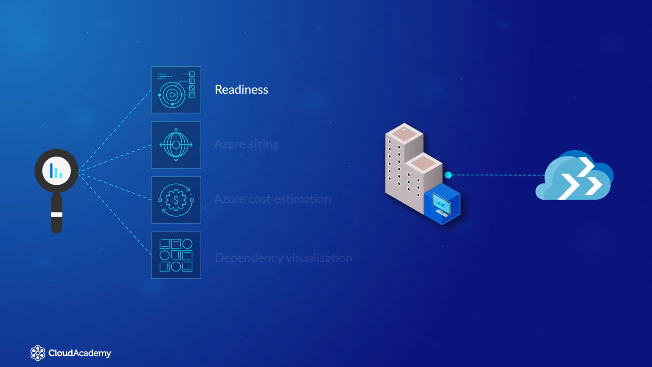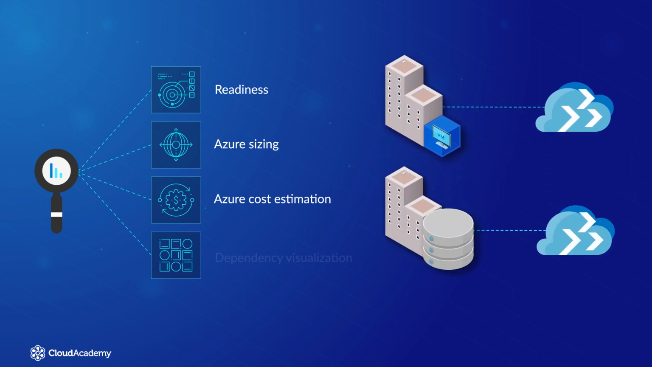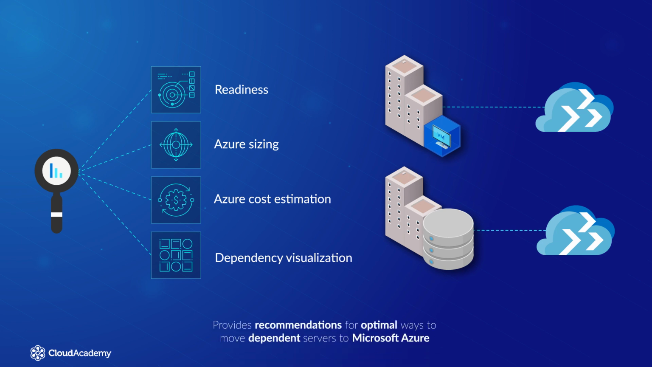Azure readiness refers to whether or not specific on-prem machines are ready for migration to Azure, while Azure sizing refers to the size of each resulting Azure VM following migration to Azure. The Server Assessment tool's cost estimation provides cost estimates for running your on-prem servers in Azure, and the dependency visualization that the Server Assessment tool provides is a visual way to view cross-server dependencies that exist. It also provides recommendations for optimal ways to move dependent servers to Microsoft Azure.